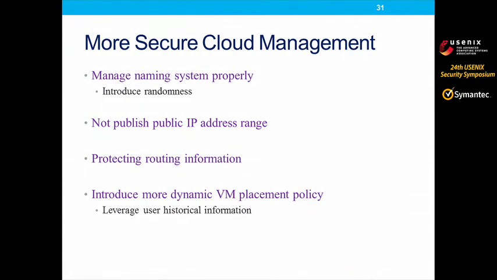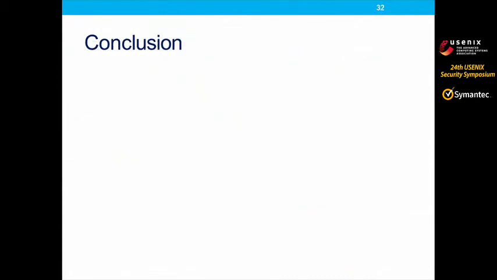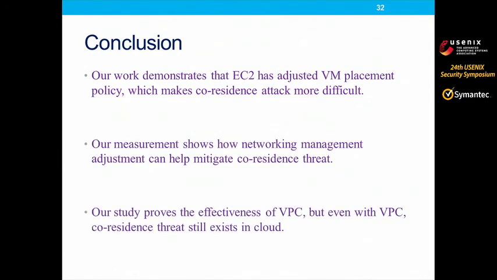So in conclusion, in our study, we have investigated Amazon EC2 to study the changes in the cloud management policies and the potential impact on correlations. And our study also suggests that even with all those management adjustments and the newly introduced defensive services, the correlation threat has not been eliminated yet.